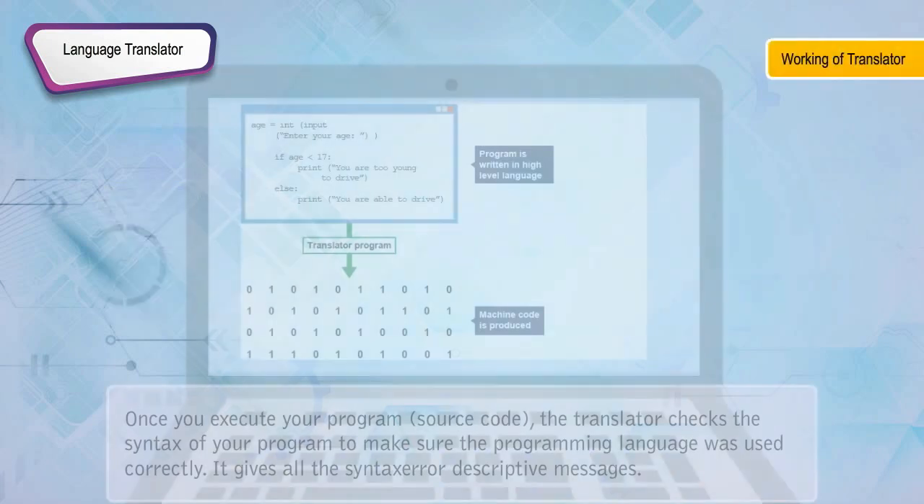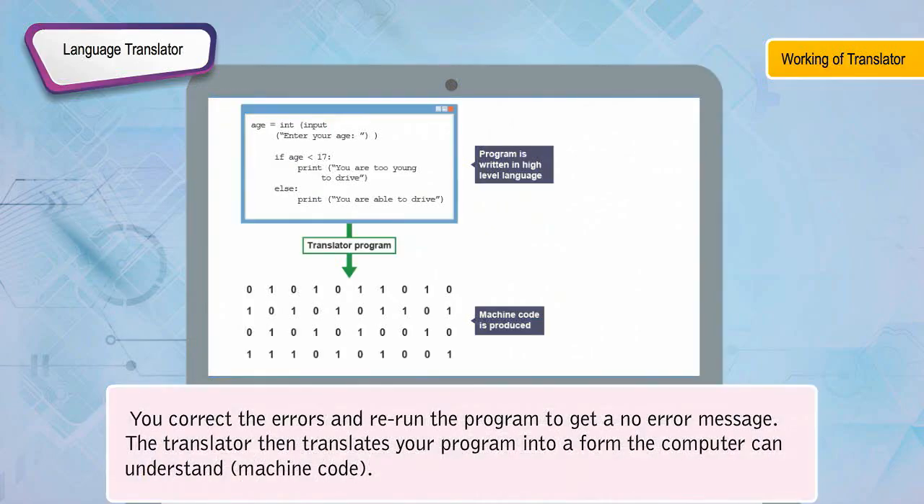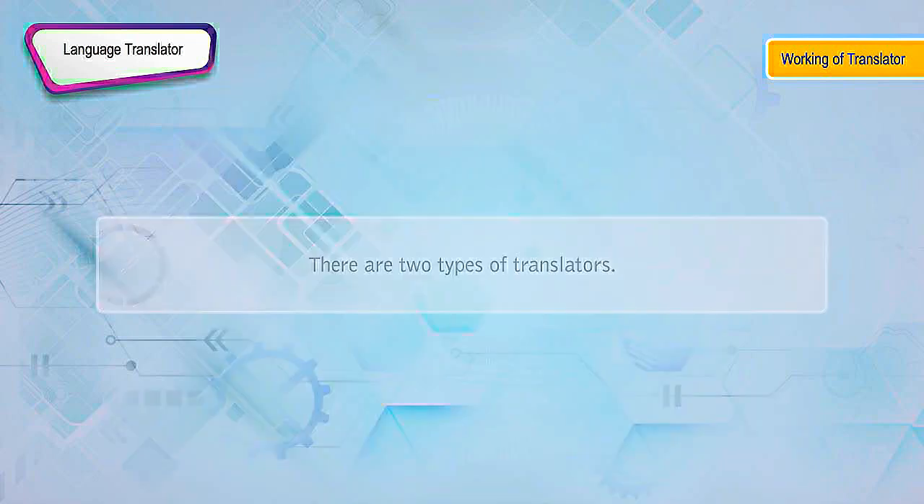Working of translator. Once you execute your program, source code, the translator checks the syntax of your program to make sure the programming language was used correctly. It gives all the syntax error descriptive messages. You correct the errors and rerun the program to get a no error message. The translator then translates your program into a form the computer can understand, machine code.